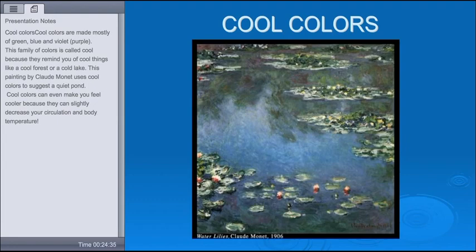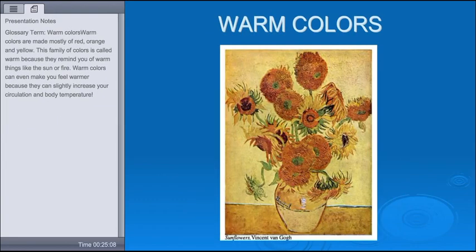Make sure you read about him in your book. And cool colors, again, I'll remind you, are mostly green, blue, and violet. And cool colors can make you feel cooler because they physically slightly decrease your circulation and body temperature. And they've done biofeedback where they really know how color manipulates us. So Monet painted this water lily pond from sun up to sundown because he wanted to know how light affected nature and how it changed colors.